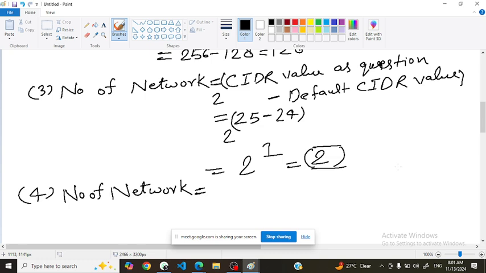So the third point is number of networks and the fourth point was also number of hosts. It's confusing, but when you say number of hosts, that makes more sense. Yeah, number of hosts.